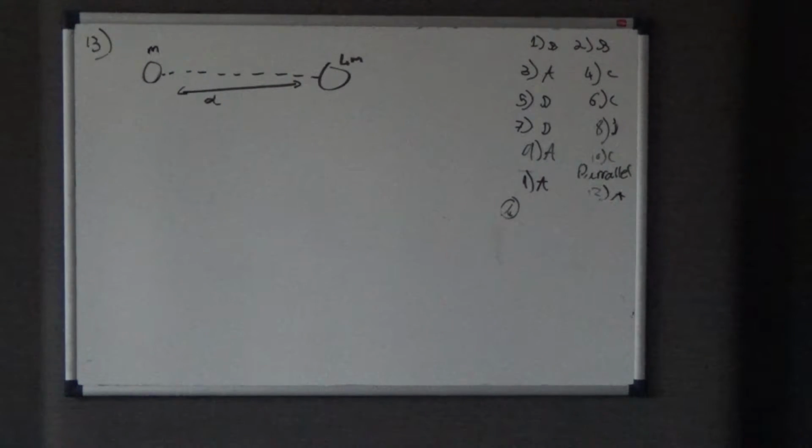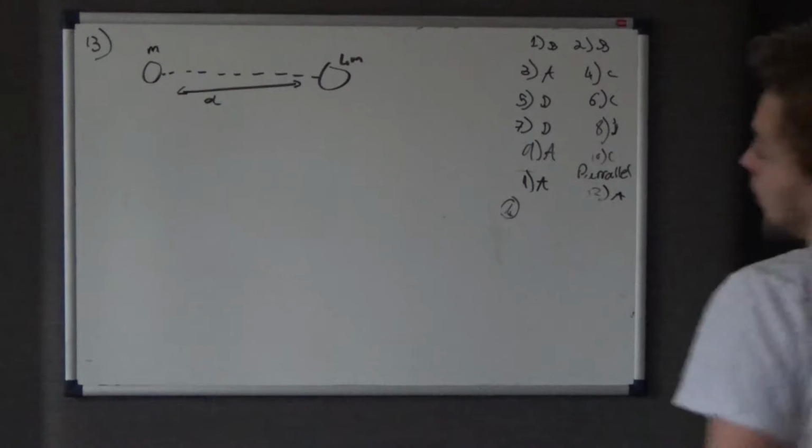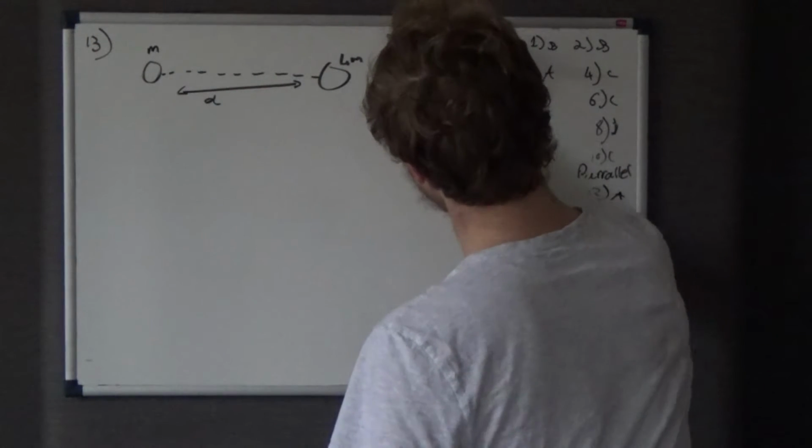And it says the resultant gravitational field strength is 0 along the line between the centres at a distance y from the centre of star mass m. Okay, so basically, what is it saying there? Well, it's saying, where is G 0?